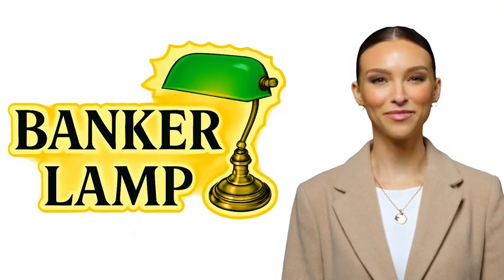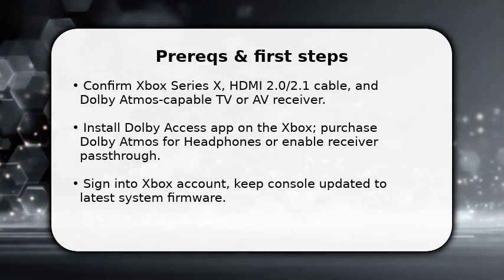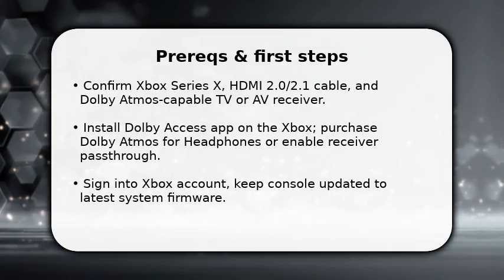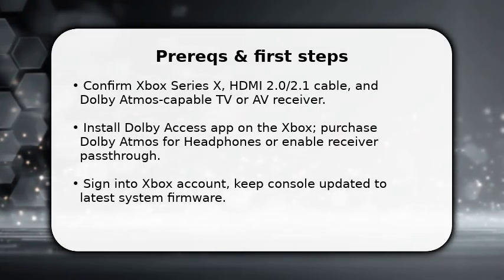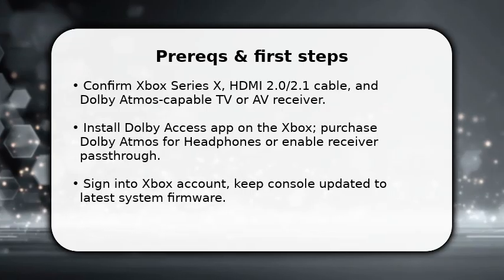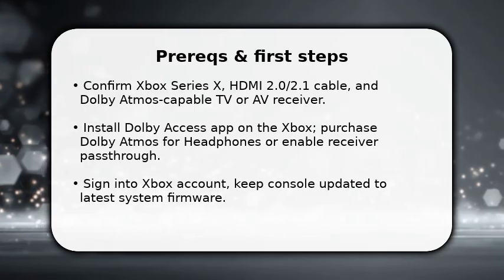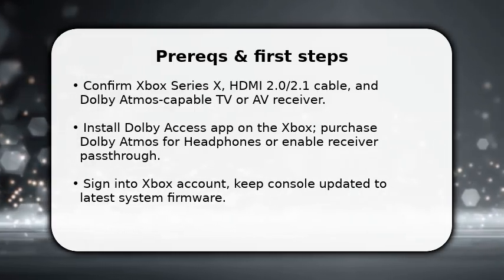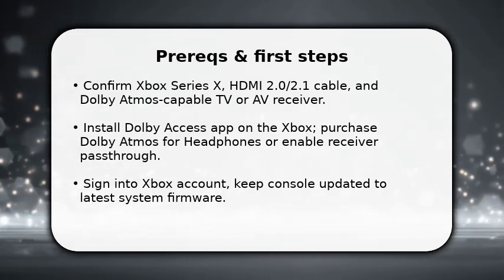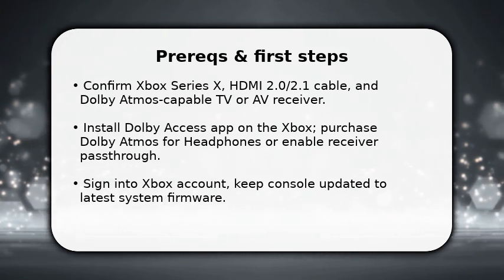Please enjoy the video. You start by verifying hardware and licensing. Make sure your Series X, HDMI cable, and TV or AV receiver support Dolby Atmos. Next, open the store and install Dolby Access. If you plan to use Atmos for headphones, complete the in-app purchase. Once done, sign into your Xbox account and check for system updates so the audio stack is current. These essentials let you change the console's output to a bitstream format that carries Dolby Atmos metadata to your device.